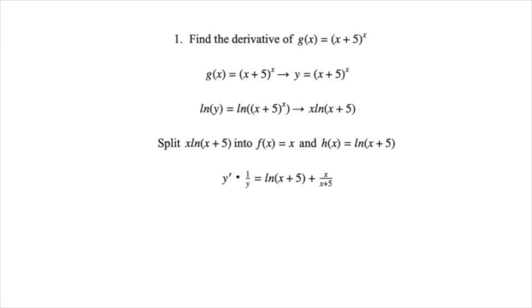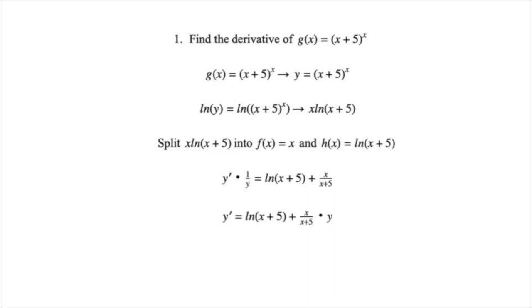Then, using the product rule and the two functions I defined in the step above, I was able to find the derivative of the right side of the function, which was the natural log of the quantity x plus 5 plus x over x plus 5. I found this by multiplying the derivative of f of x, which is 1, by h of x, which is ln of x plus 5, and then adding that to the derivative of h of x, which is 1 over x plus 5, by f of x, which is just x, to get our second term in the right side of the equation, which is x over x plus 5.